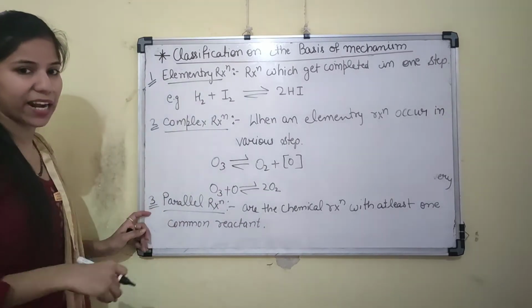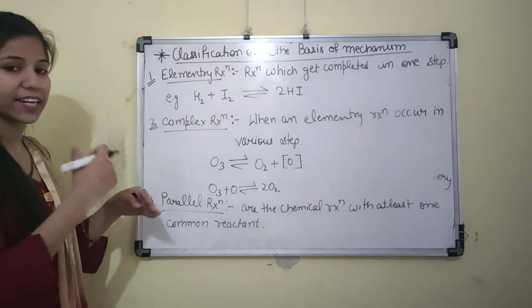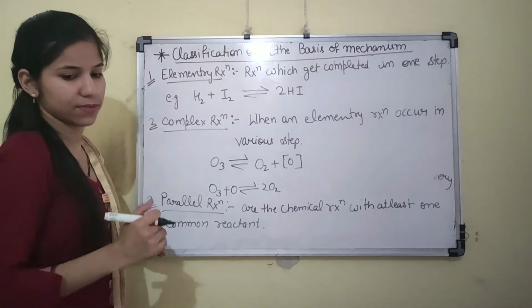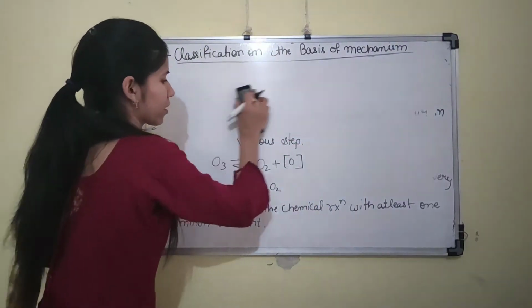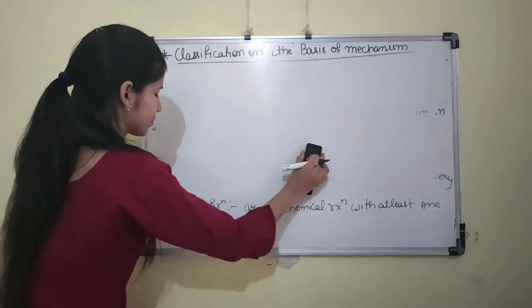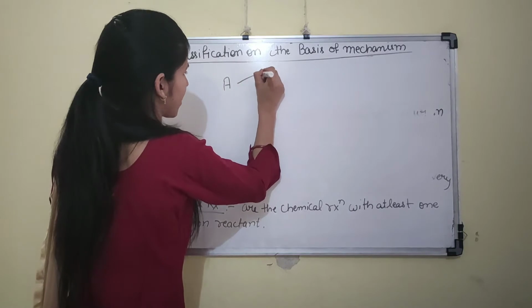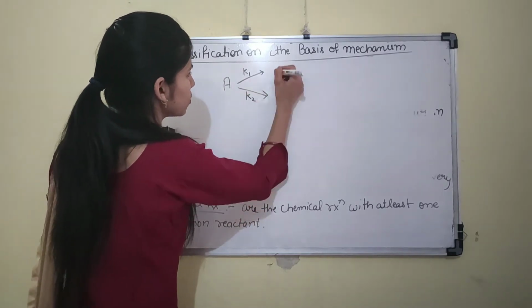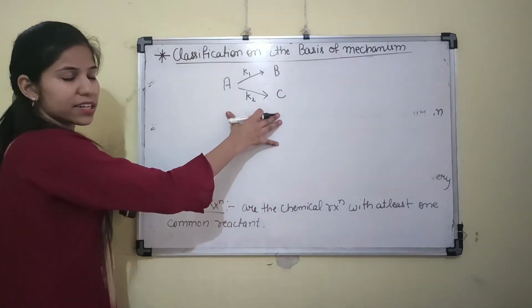And third is parallel reaction. In this reaction, at least one reactant is common. For example, this is a reactant A, and there is a rate K1 and a K2. So there is product B and there is C. So this is a parallel reaction.